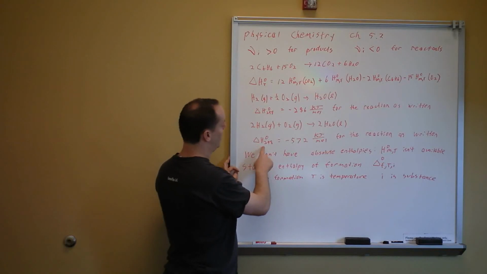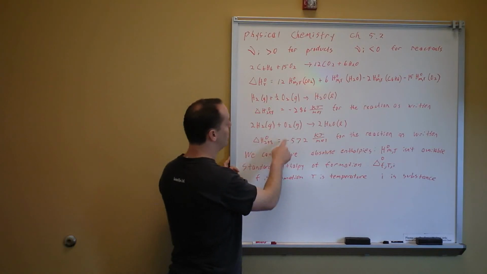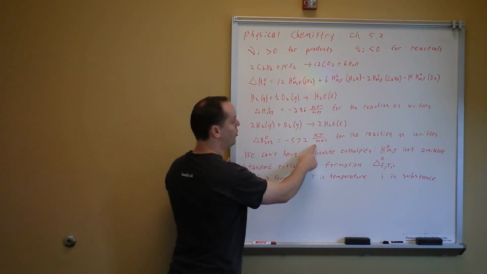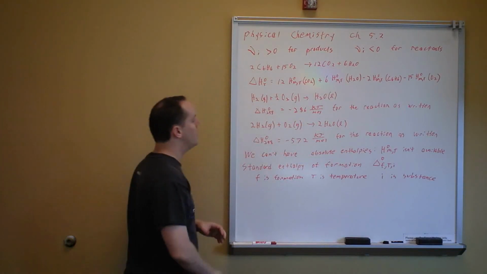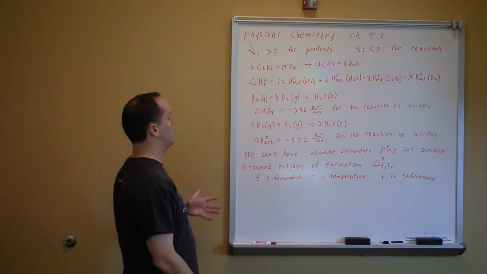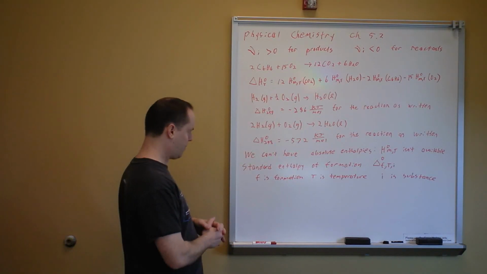So then we get the change in enthalpy at 298 knot, meaning 1 bar, of minus 572, which is double that. That's kilojoules per mole for the reaction as written. So again, when you find any number, you have to know exactly what does it mean, what is it describing.